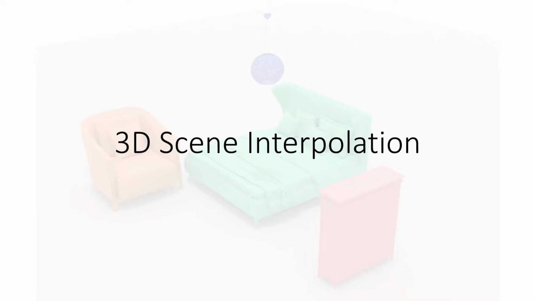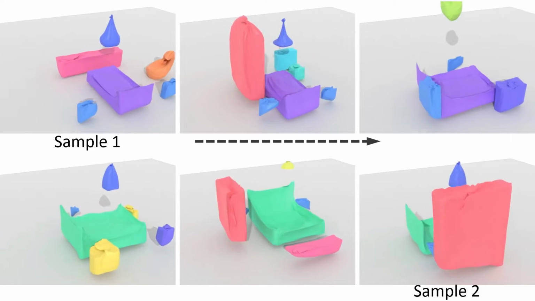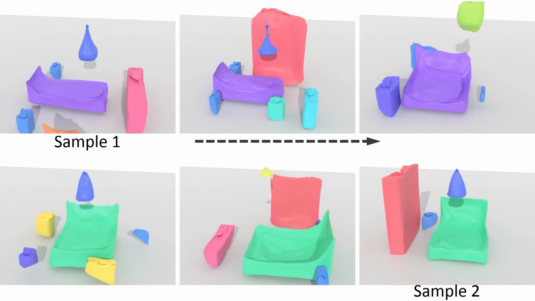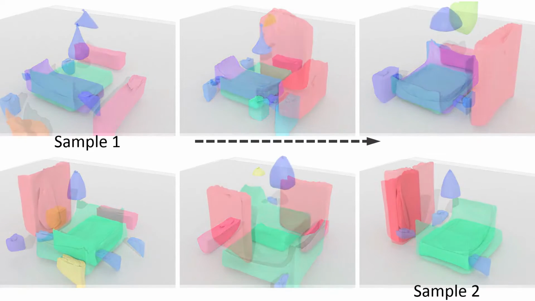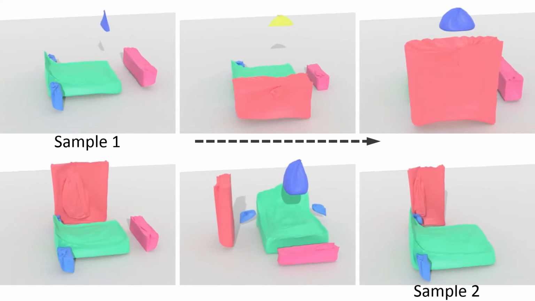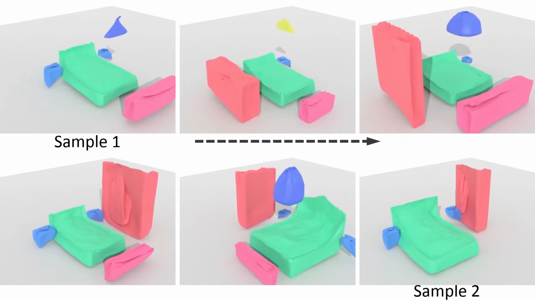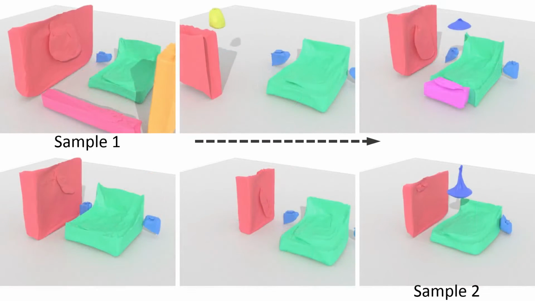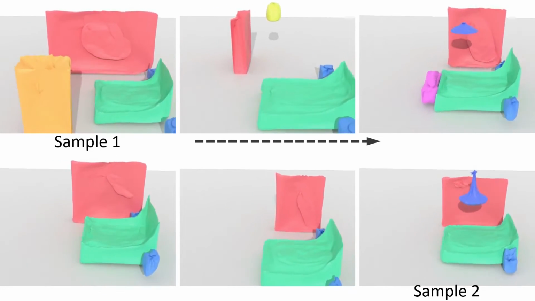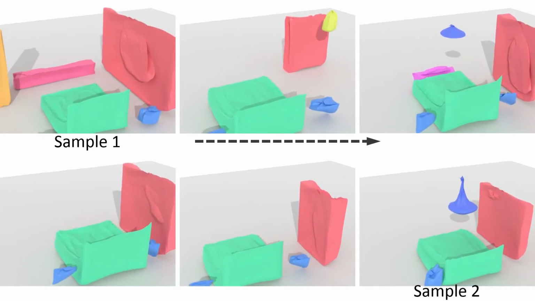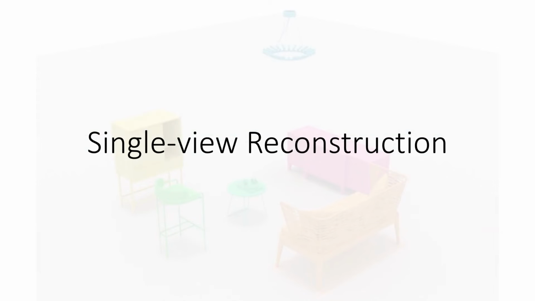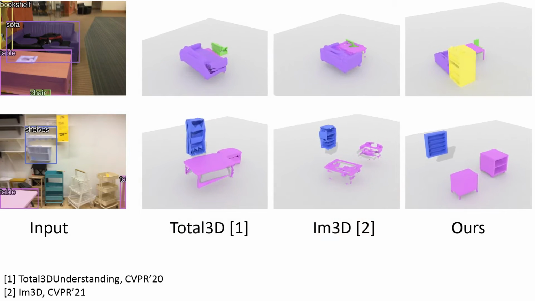By interpolating between vectors on the latent space, we can achieve scene interpolation between samples. Our method also supports single-view reconstruction by using an image as the condition to optimize its latent vector.